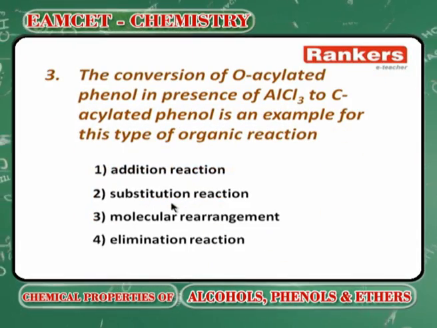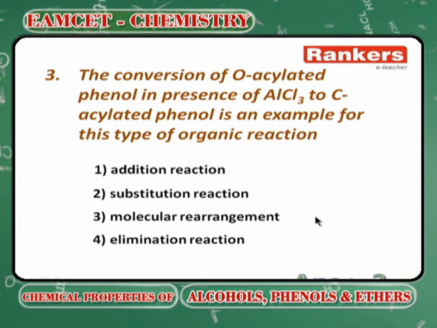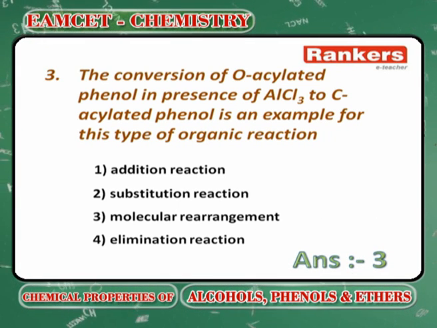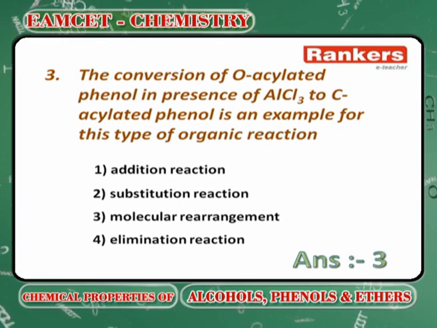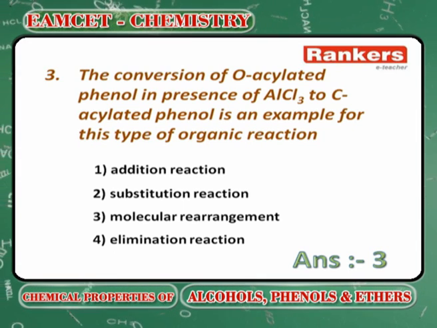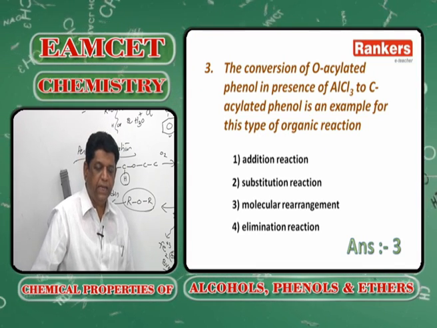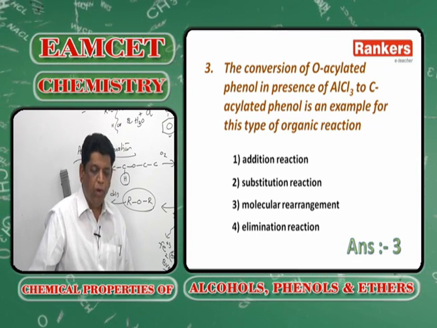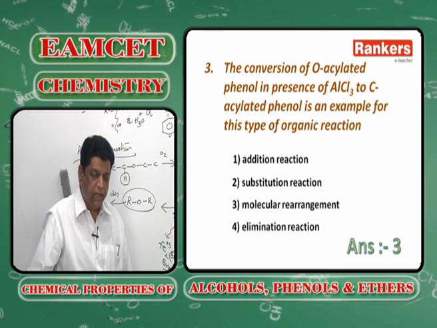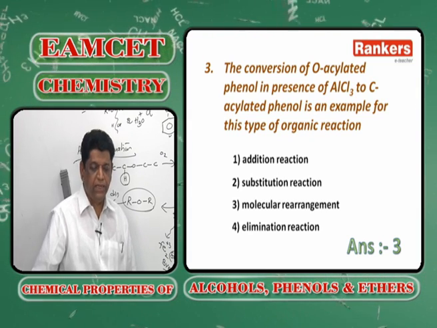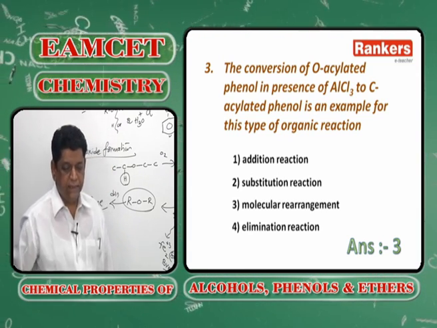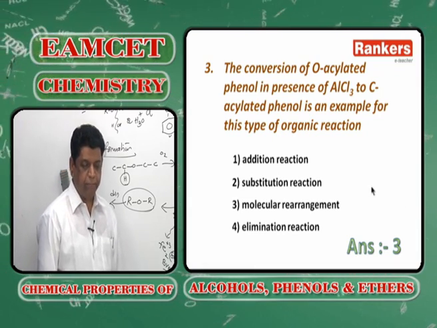Next. The conversion of ortho-acetylated phenol, just now we have seen, in presence of aluminum chloride gives C-acetylated, that is ortho or para, you will get it. C-acetylated phenol is an example for the type of reaction, molecular rearrangement, known as Fries migration or Fries rearrangement. So, answer 3 is the right answer. Next.